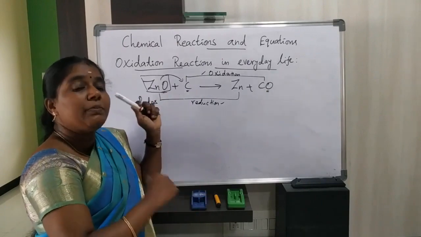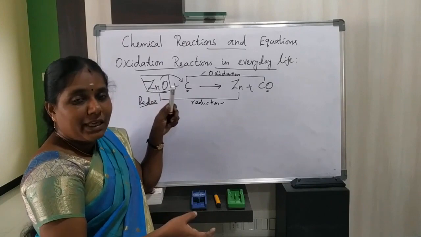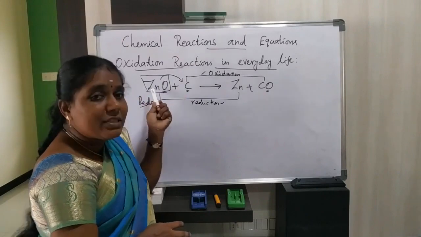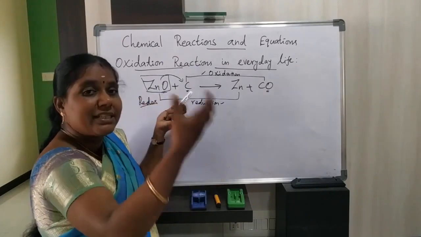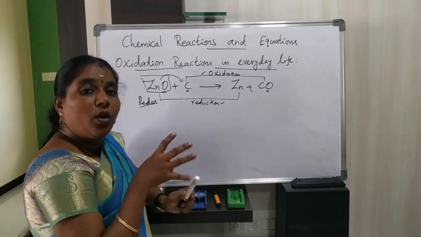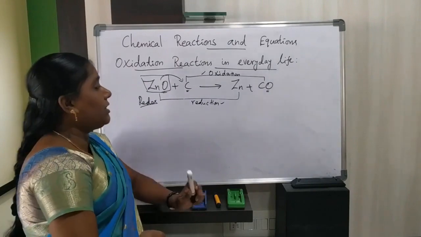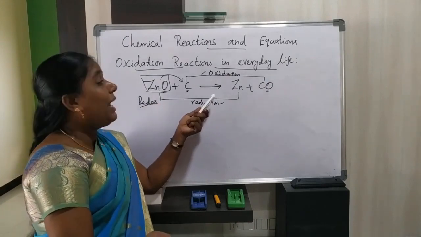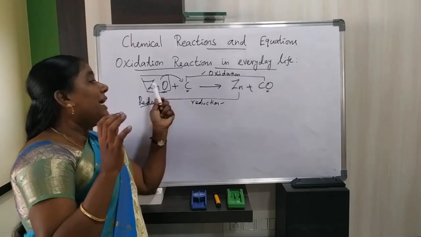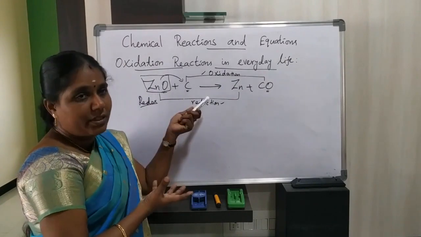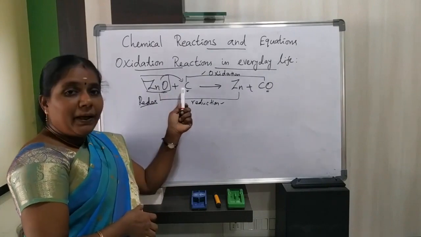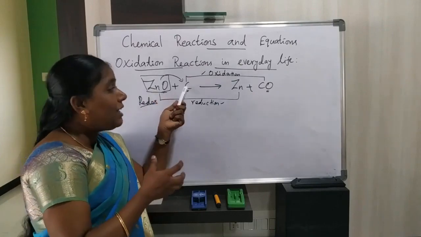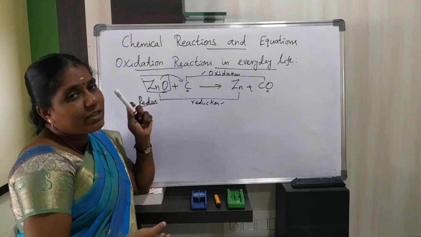The substance which helps to oxidize is called an oxidizing agent and itself it gets reduced. Same like this, the substance which helps to reduce is called a reducing agent and itself that substance gets oxidized. See here, zinc oxide is reduced but it helps to oxidize. Same like this, carbon helps to reduce the zinc oxide and itself it gets oxidized. So this is called a reducing agent.